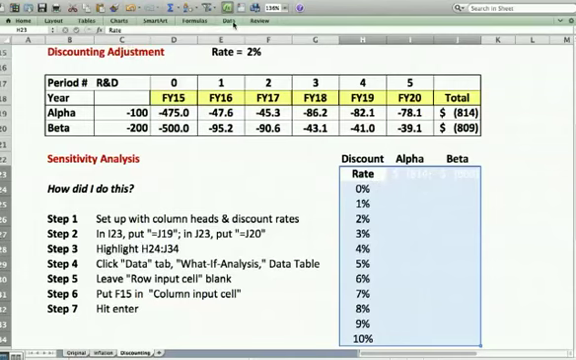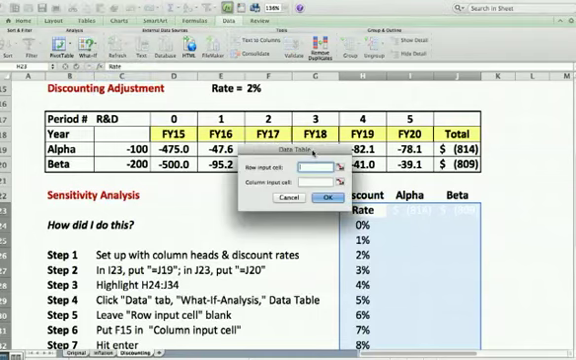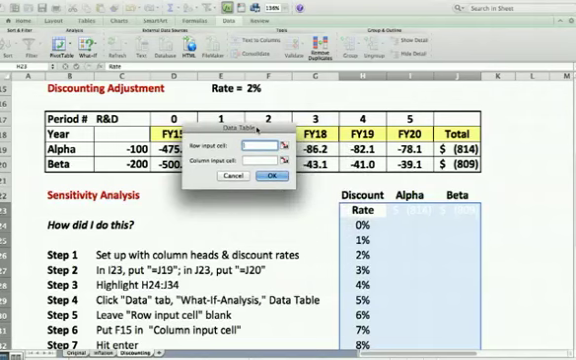Now I'm using a Mac, but I think it's similar on a PC. I've done this in both Mac and PC. Look under the Data tab, under What-If Analysis, and choose Data Table. There's actually even more powerful functionality here: you can vary multiple things at once.